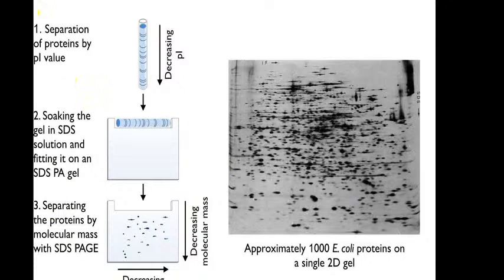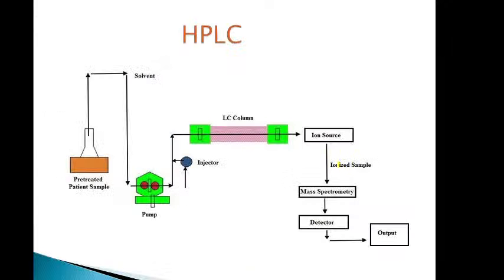So this is also the same thing. We have to do it on a gel, and then we are able to get the bands. This is the actual gel, the actual result which we get by using the 2D gel. Approximately 1000 E. coli proteins on a single 2D gel. These dots are the proteins. All these, approximately 1000 E. coli proteins, are separated here by using 2D gel electrophoresis.